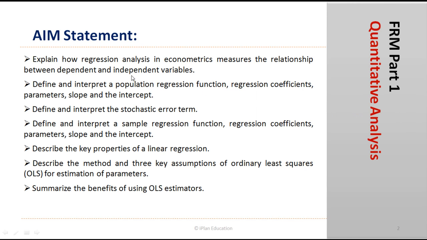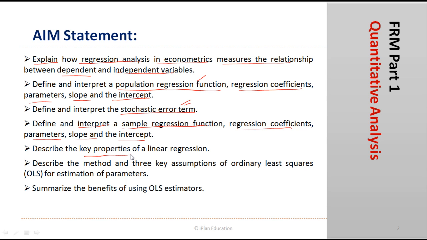Under this statement, first we will explain how regression analysis in econometrics measures the relationship between the dependent and independent variables. Then we look at the population regression function, the regression coefficients, parameters, slope and intercept. Then we look at the stochastic error term in this regression. Then we define and interpret a sample regression function, its regression coefficients, parameters, slope and intercept, on the same lines as the population regression function.